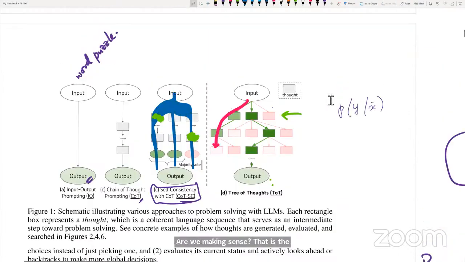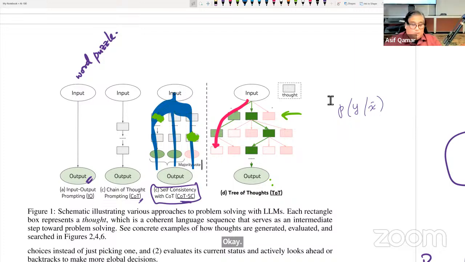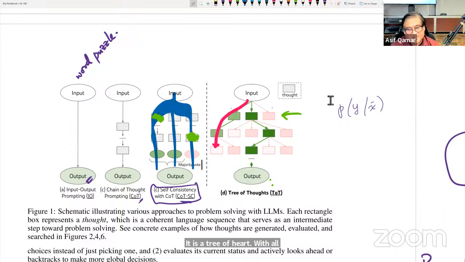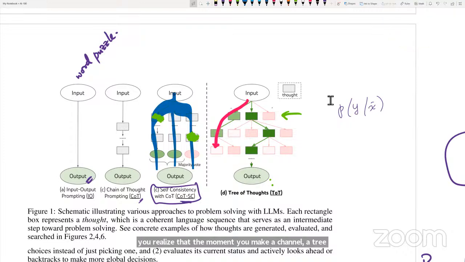Asif, but doesn't that mean that there's a major difference between chain of thought and tree of thought? If you do the early pruning in tree of thought... Absolutely. Yeah, it is. It is no more chain of thought. It is a tree of thought. You realize that the moment you make it a tree of thought, it is now really a balance between exploration and exploitation. Okay, perfect. Thanks.